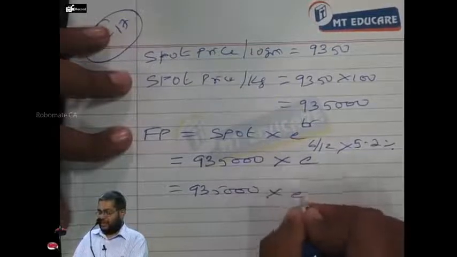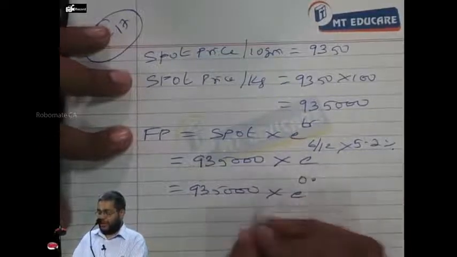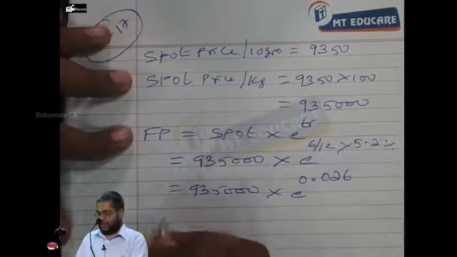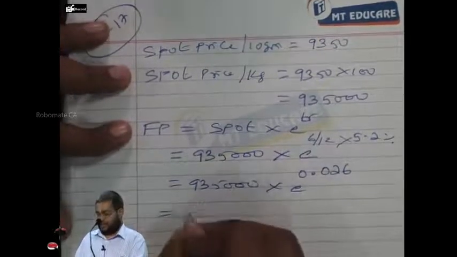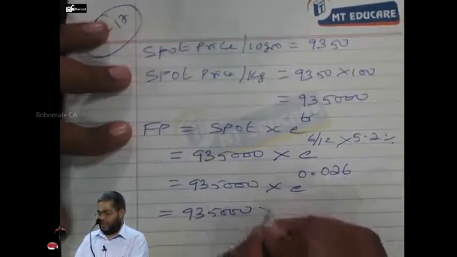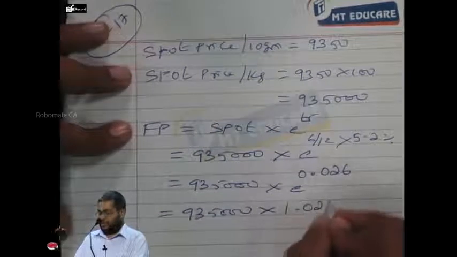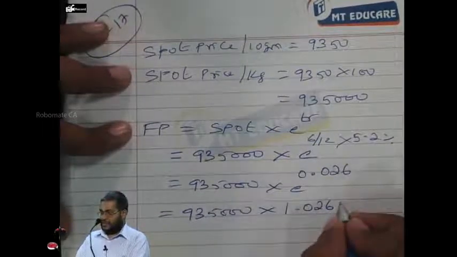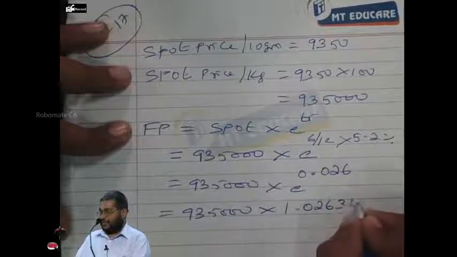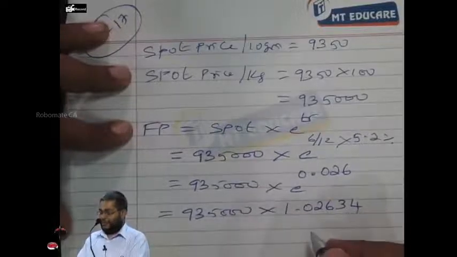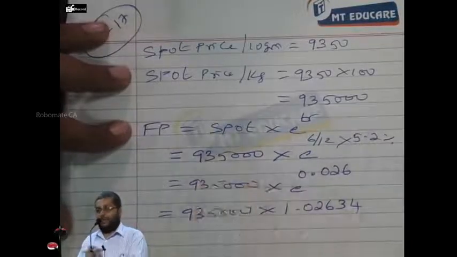9,35,000 into e power 0.026. Tell me what is that here? e power 0.026 is 1.02634. 9,35,000 into 1.02634. Can I believe you or not?